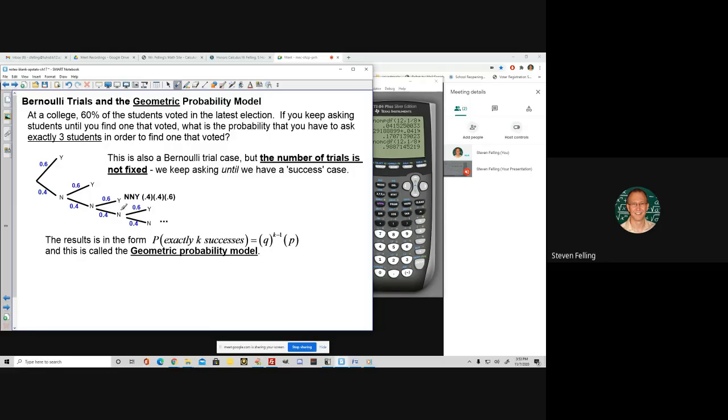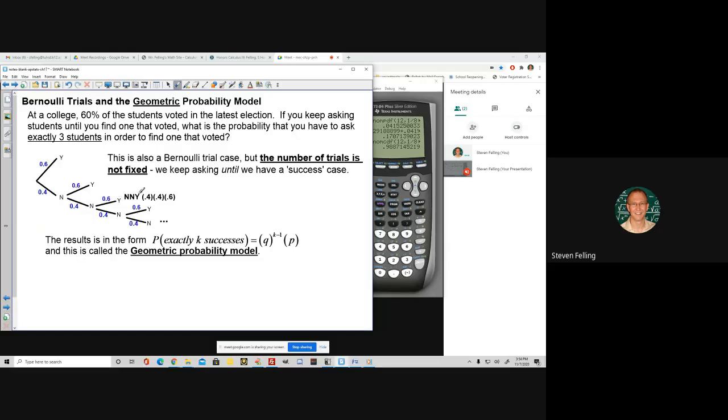So the tree would look different if I tried to do this with a tree, right? The first student could vote and then I would stop. Or 40% chance the first person doesn't vote and I have to ask a second student and maybe they vote. And so that would be 60% chance, right? But then they might not have voted, 40% chance. And then the third student could have voted, right? Which is yes, 60% chance. That's the case where I would stop.